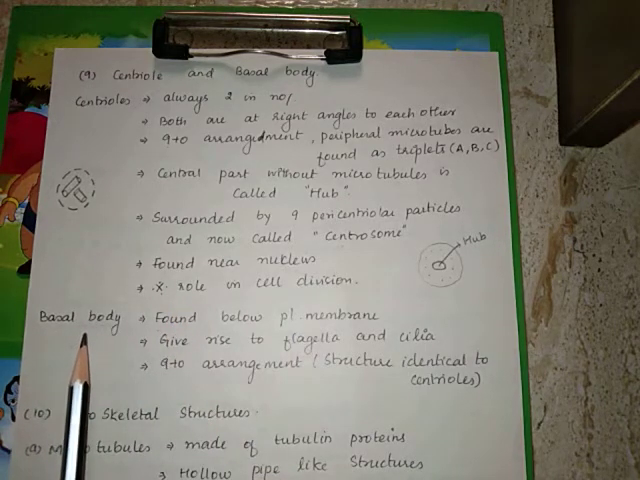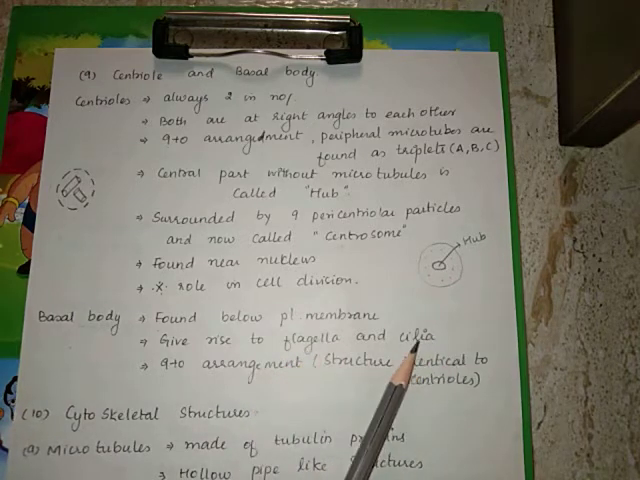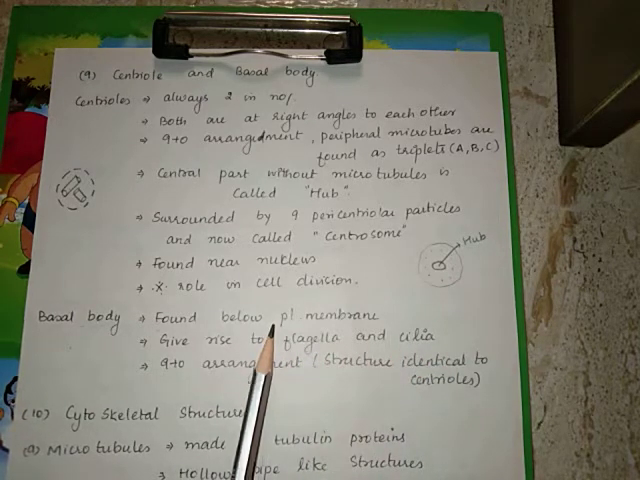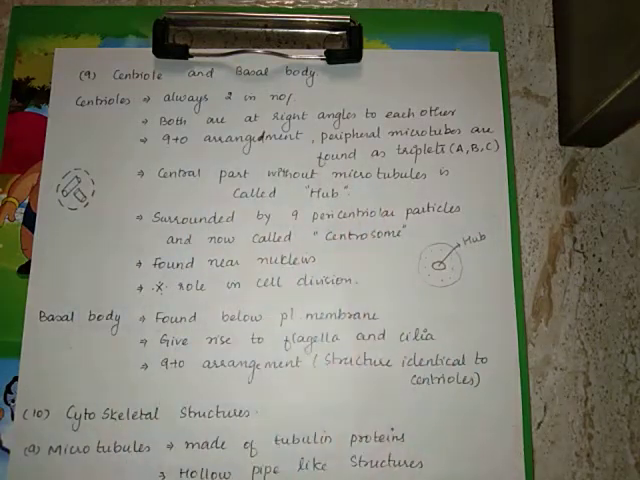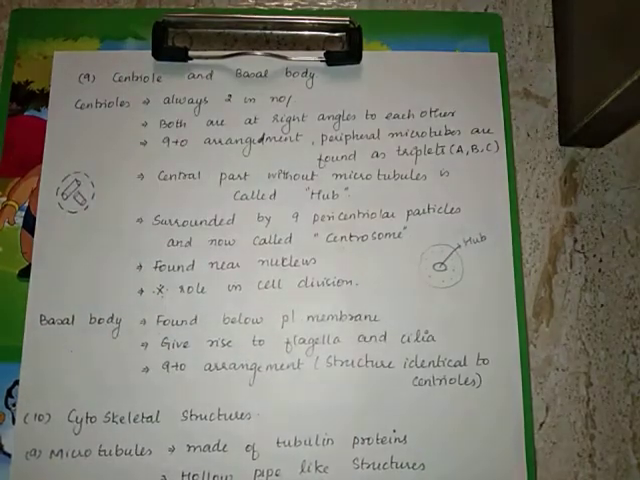Basal body என்றால் என்ன என்றால், we know it is the structure from which flagella and cilia are arising. They are found below the plasma membrane. Their arrangement is going to be the same as centrioles. So this is about centriole and basal body.